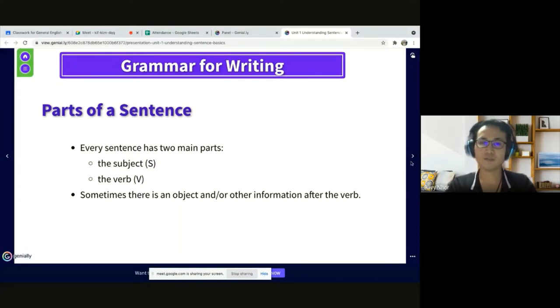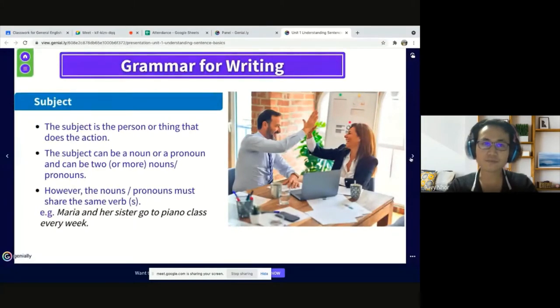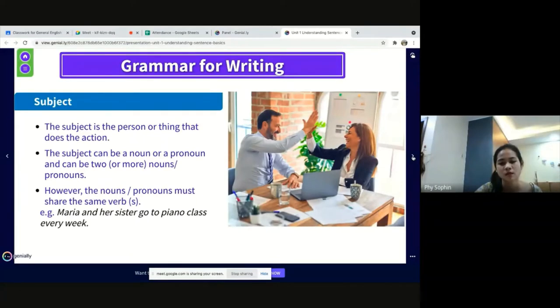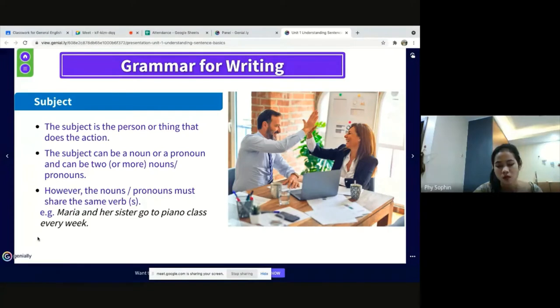And the object. An object is the thing or person or other information that comes after the main verb. So after the main verb is the object. And what is the function of the object? The function of the object is to add more information to make the sentence clearer.